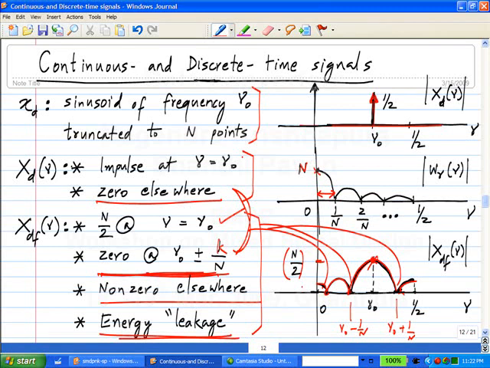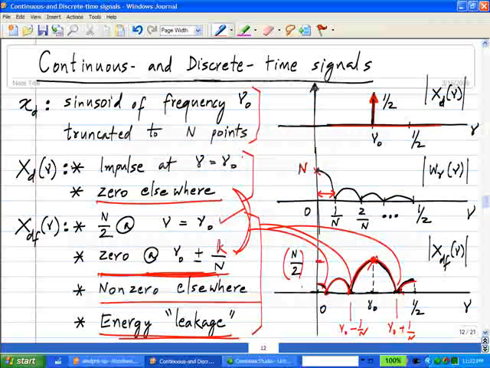So there are a few problems with it. First of all, energy is spilling over into frequencies that were not there before. Wherever it was zero, now it is non-zero. So that is a problem. So we have to somehow get rid of this, or at least reduce the extent.